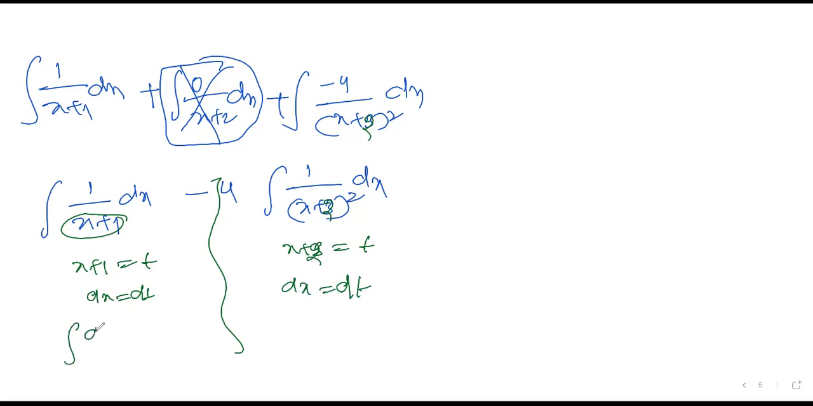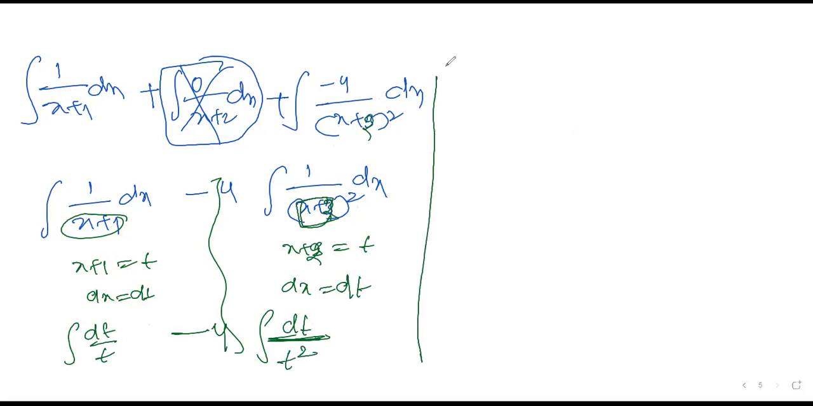Okay. Next, what is coming here? 1 by t, dt. For the other one, -4 into the integration dt by what comes down? dt by t square. That is very important. Now let us try to work on that: integration dt by t, -4 into integration dt by t square. It's very important now. So after integrating dt by t, what are you going to get? Log t.